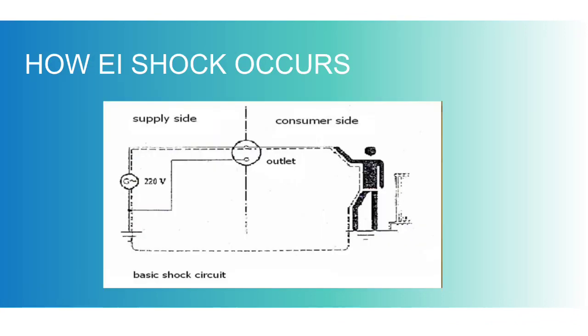So how does this shock occur? On the supply side, we have a voltage around 220 volts and it is passed through the outlet. And on the consumer side, the current passes through the human body. And if he is grounded, he gets protected from the electrical shock.